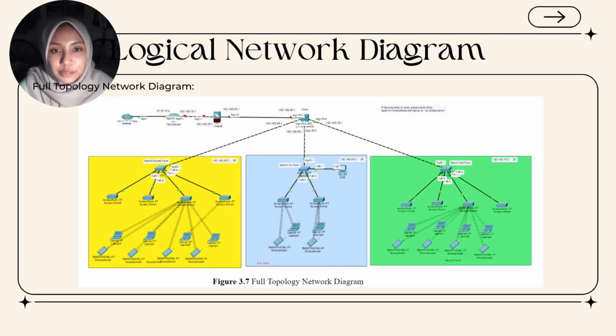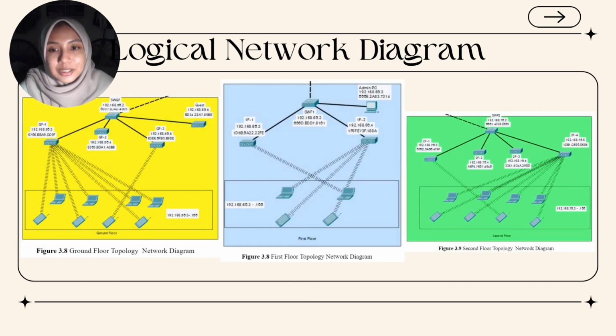So here is the logical network diagram for the company. Here we show the full network topology diagram. First is the internet, and then the telco router, which implements the firewall, and then the switch, which will be connected to each floor in the building. So here is the ground floor, first floor, and the second floor. Here are the ground floor topology, first floor topology, and second floor topology. It shows how the wireless network connects to end devices such as smartphones, laptops, tablets, and so on.